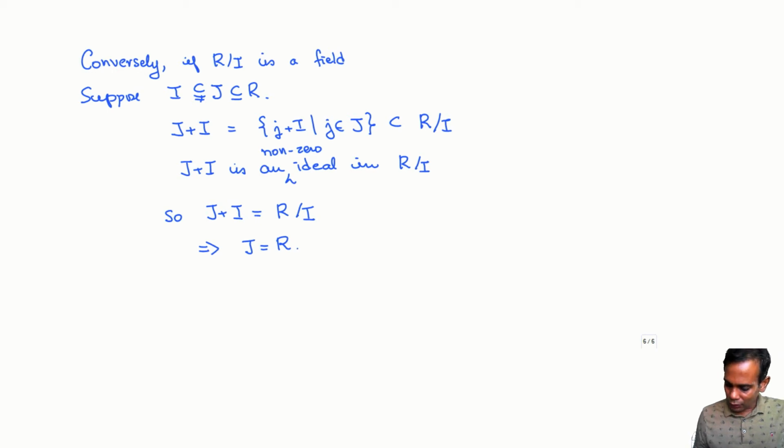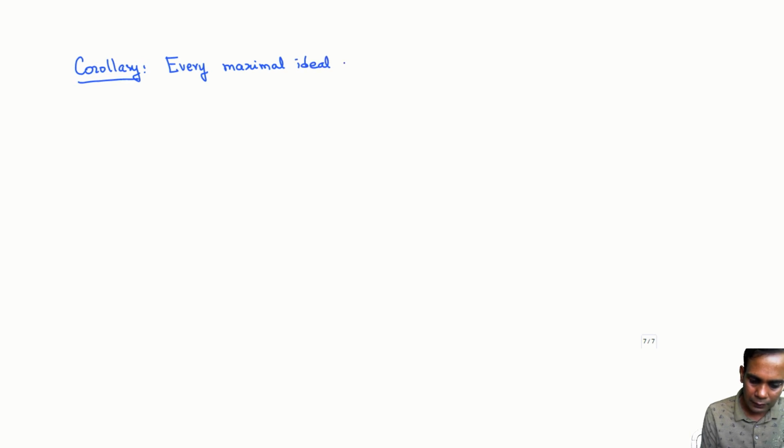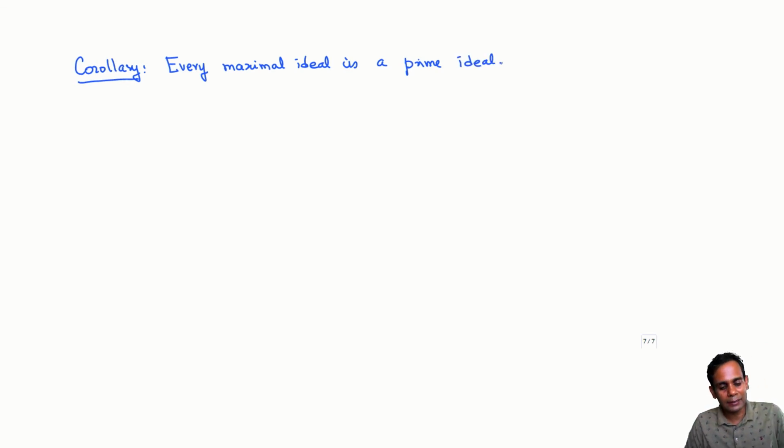And here's a nice corollary of these two results. Every maximal ideal is a prime ideal. The reason for this is every field is an integral domain.